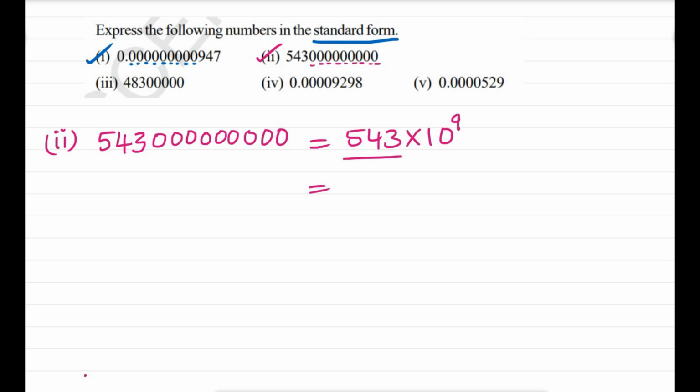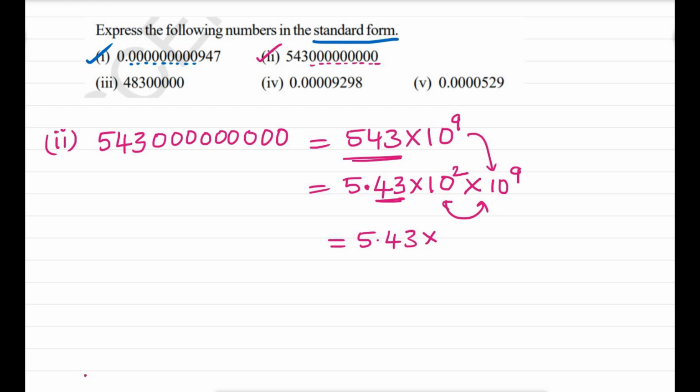Now the task is to reduce that. So I will keep a decimal point here, 5.43 into. There are 2 decimal places placed in, so we should multiply with 100, that is 10 to the power of 2 into, already this is the same, 10 power 9. So 5.43 into, both the bases are equal, add the powers, 10 power 2 plus 9. So 5.43 into 10 to the power of 11. This is the scientific form.